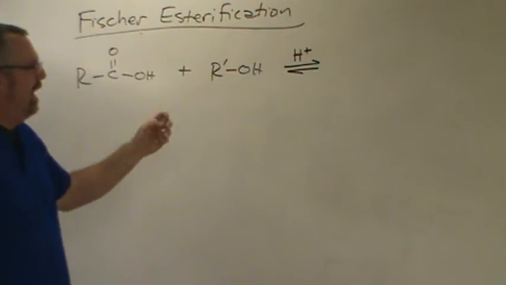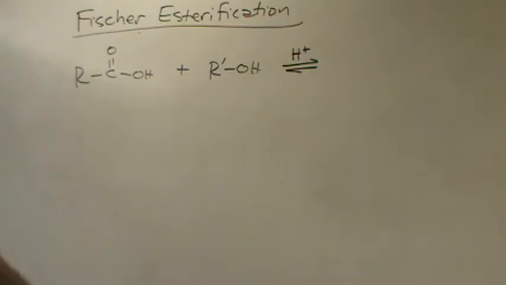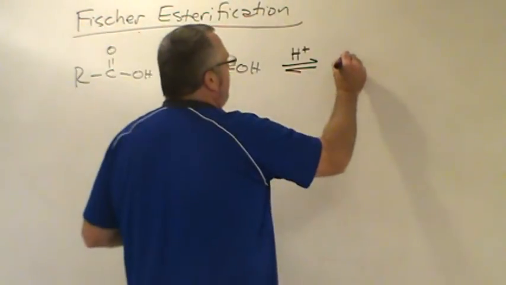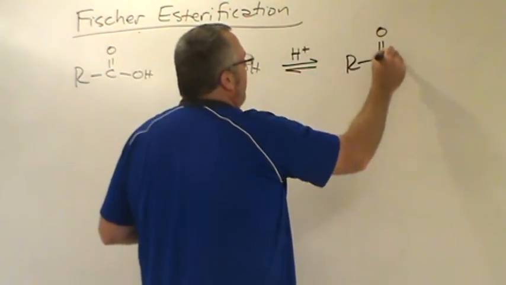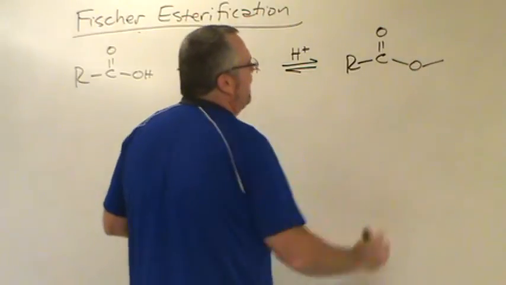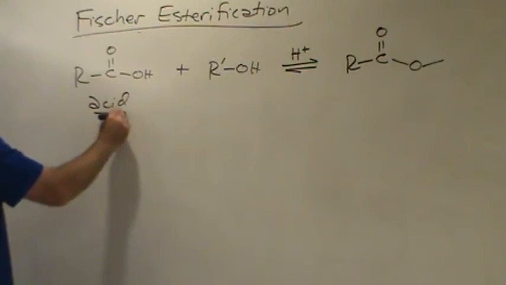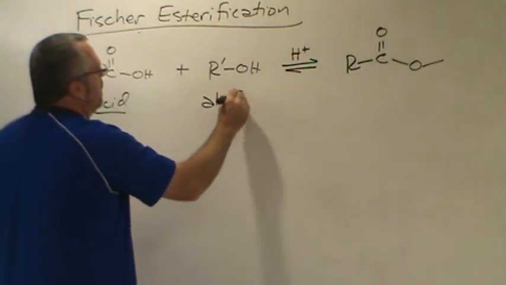Usually you use sulfuric acid, so you just dribble in a couple drops of sulfuric acid into your solution. Now what's going to happen is that you're going to convert this carboxylic acid into the ester. And so let's look at an ester. An ester looks a whole lot like a carboxylic acid. Here's our acid. Here's our alcohol.